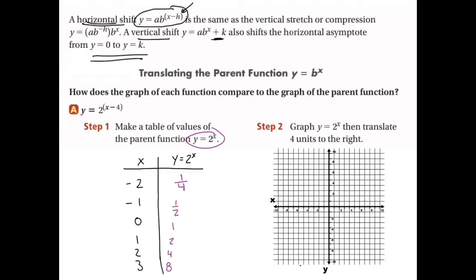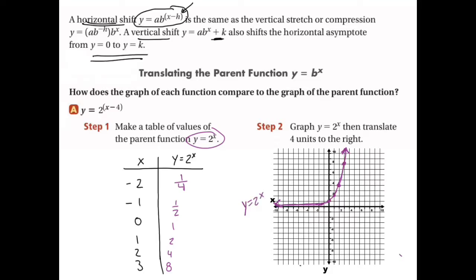If we wanted to, we could sketch this graph really quick. So we've got a graph here: 1, 2, there we go, 2, 4, and 3, 8 is up here. So our graph looks like this. In this case, we have our horizontal asymptote at y equals 0. And so there's our parent function, y equals 2 to the x.